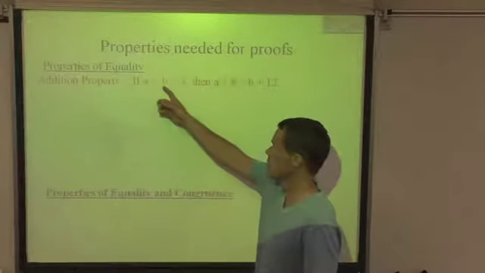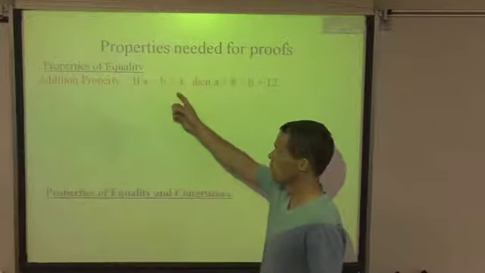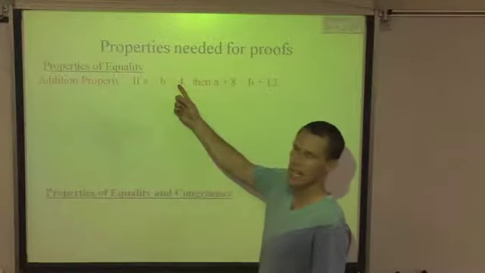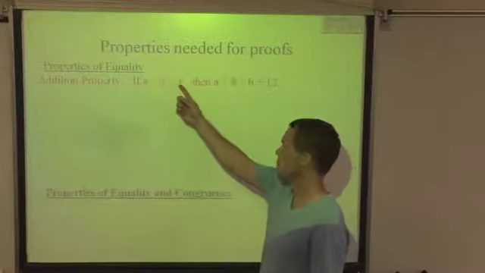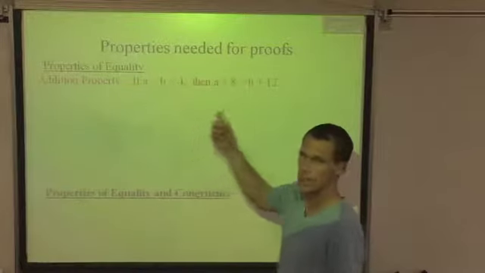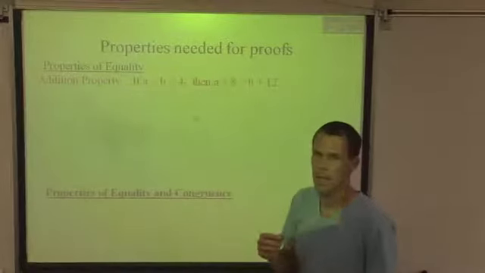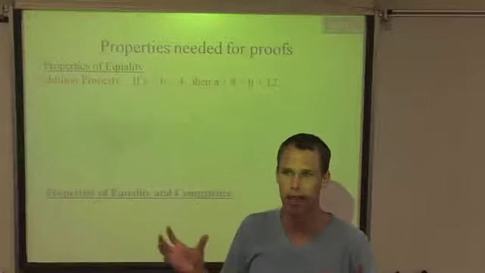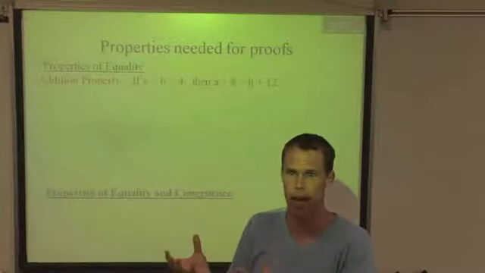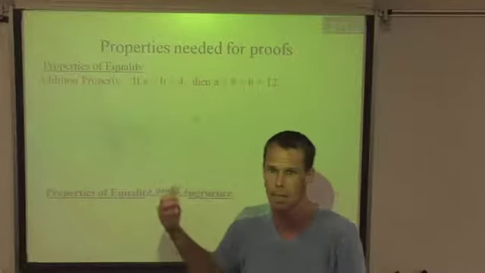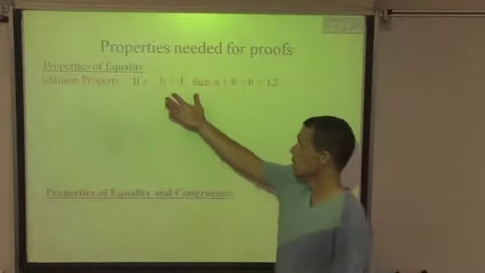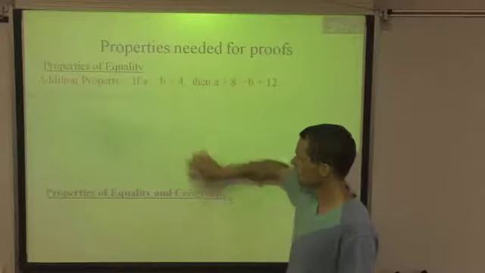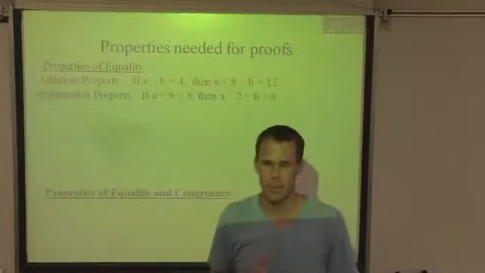If A equals B plus 4, well, if I add 8 to A, I have to add 8 to the other side. B plus 4 plus 8 would equal B plus 12. Sometimes the addition property is very obvious, where we add the same thing to both sides in order to eliminate a number. Sometimes it's a little more subtle, where we say, oh, we added 8 to both sides. This allows us to see the next three properties.